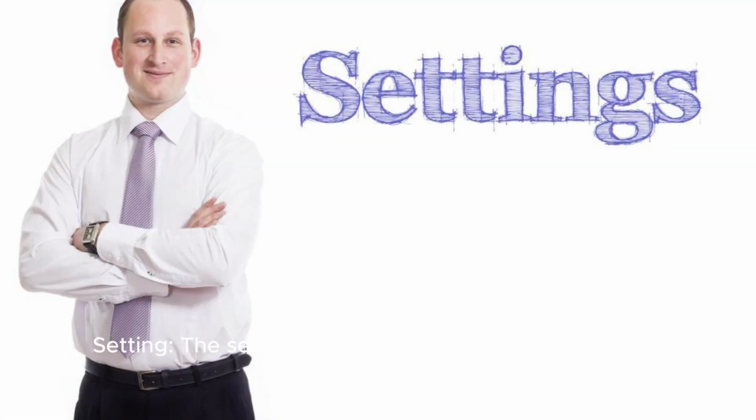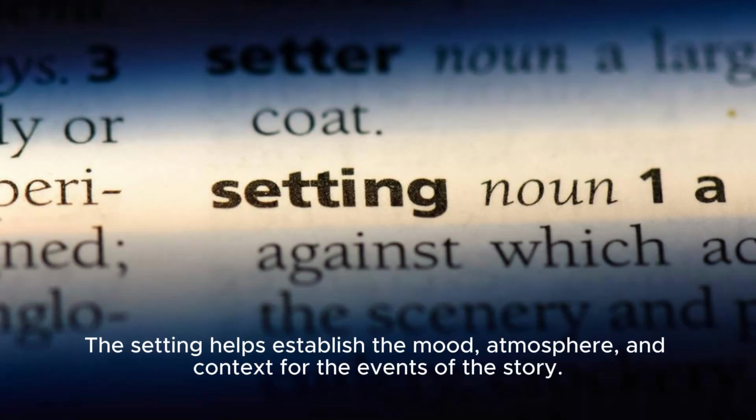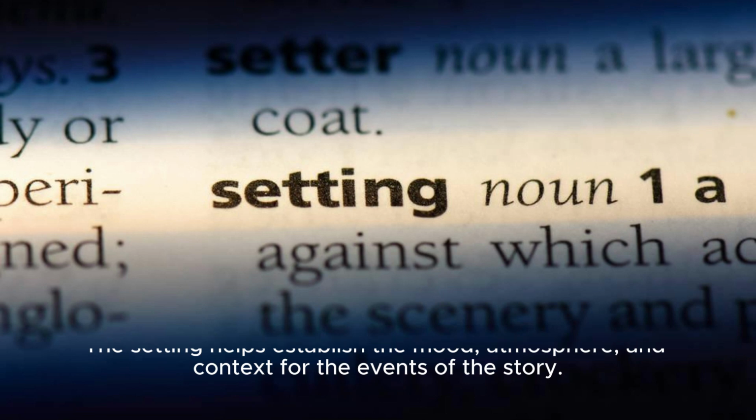Setting. The setting is the time and place in which the story takes place. It includes details such as the physical environment, historical period, cultural context, and social atmosphere. The setting helps establish the mood, atmosphere, and context for the events of the story.